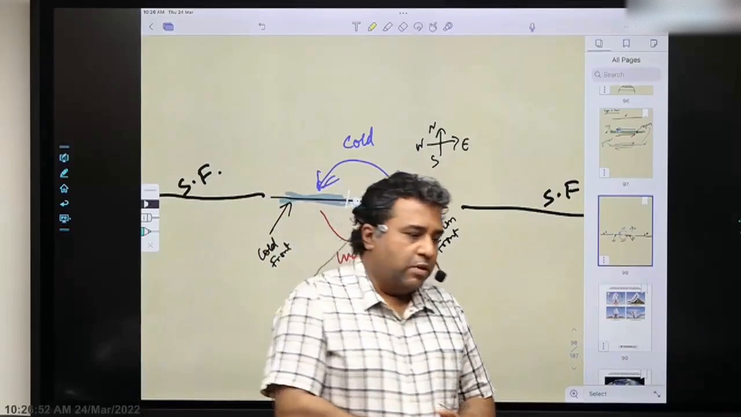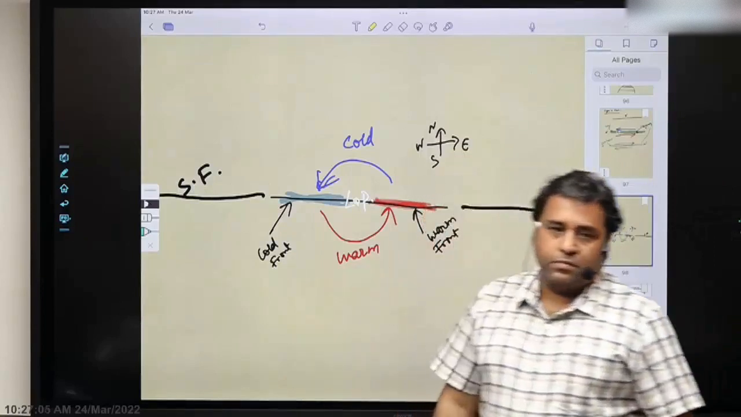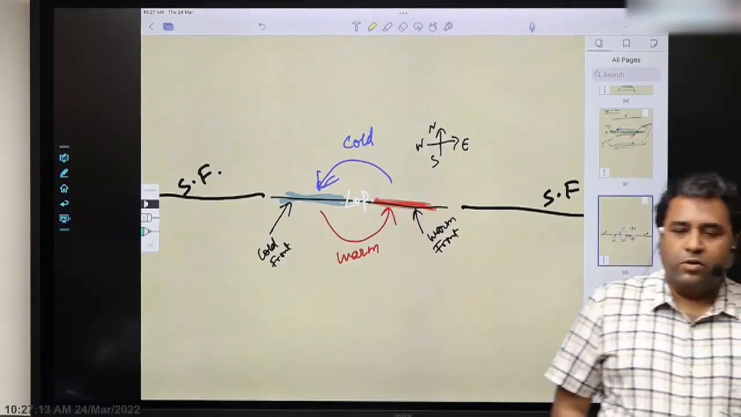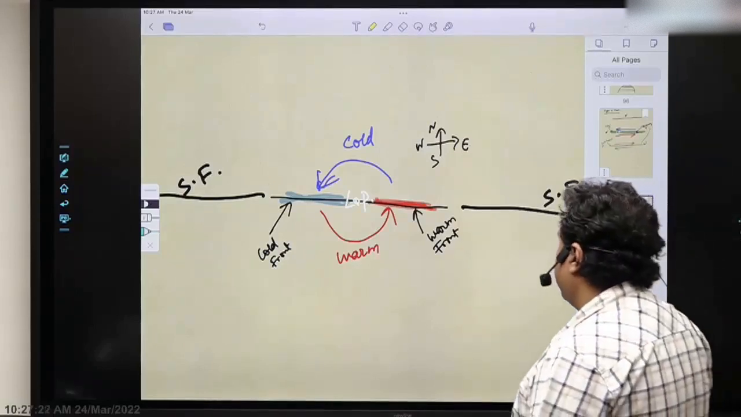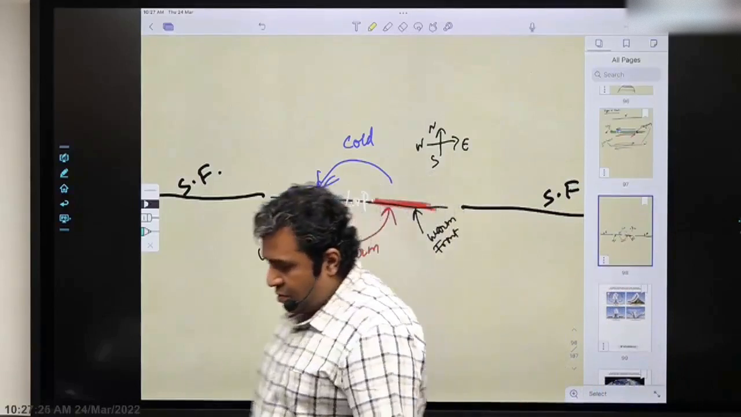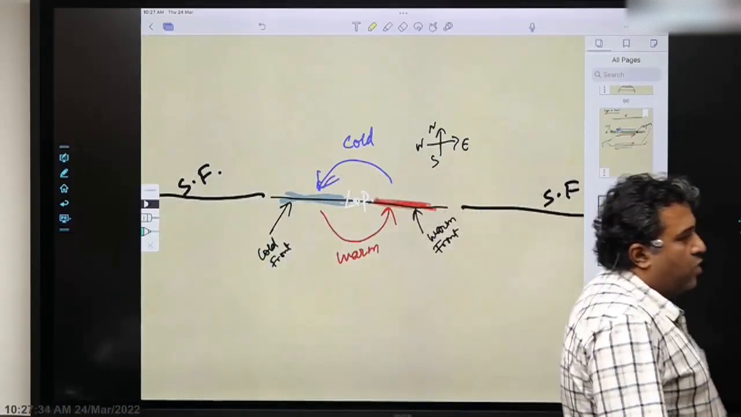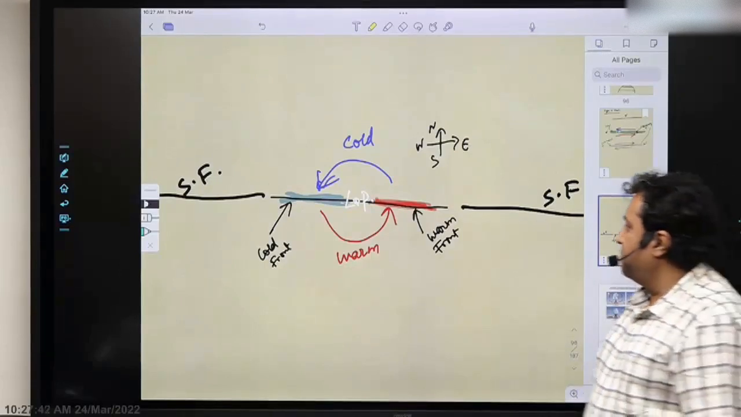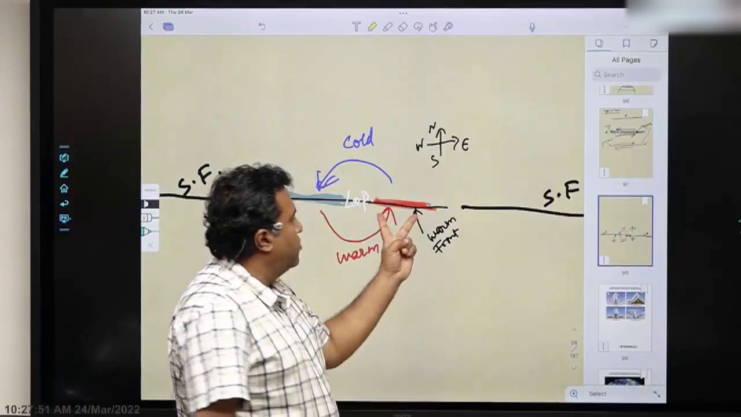So, the anti-clockwise spiraling causes the warm air to push on the eastern side of the low pressure, and hence causes the stationary front to move towards the cold air mass.